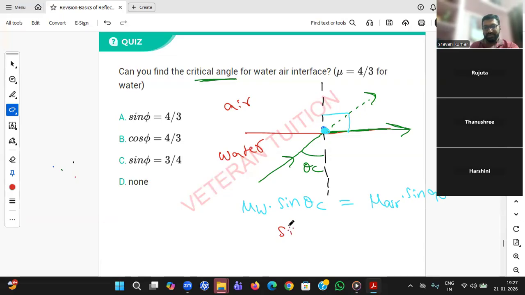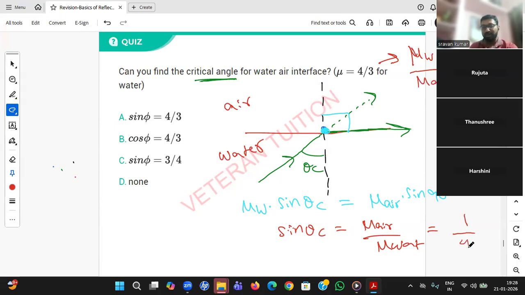So what will be sine theta c now? Mu air by mu w. Water. What did he give here? Mu equal 4 by 3 for water, student. He has given mu w by mu air. Now you want mu air by mu w. 1 by 4 by 3. That will be 3 by 4. C is the right answer. Narendran, right, student. You see, this is a pattern, okay? So this way you need to analyze it every time, okay?